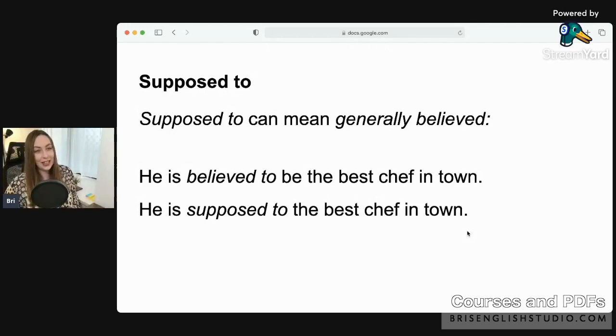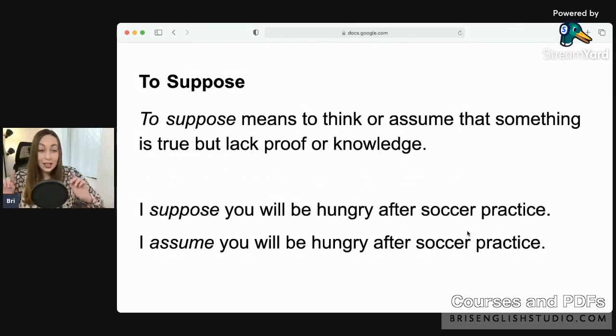Okay, very good. So on to suppose. To suppose is very, very different. To suppose means to think or assume that something is true but lack proof or knowledge. So when you suppose something, that means you're assuming something. You think something, even though you don't have enough evidence or you're lacking knowledge.